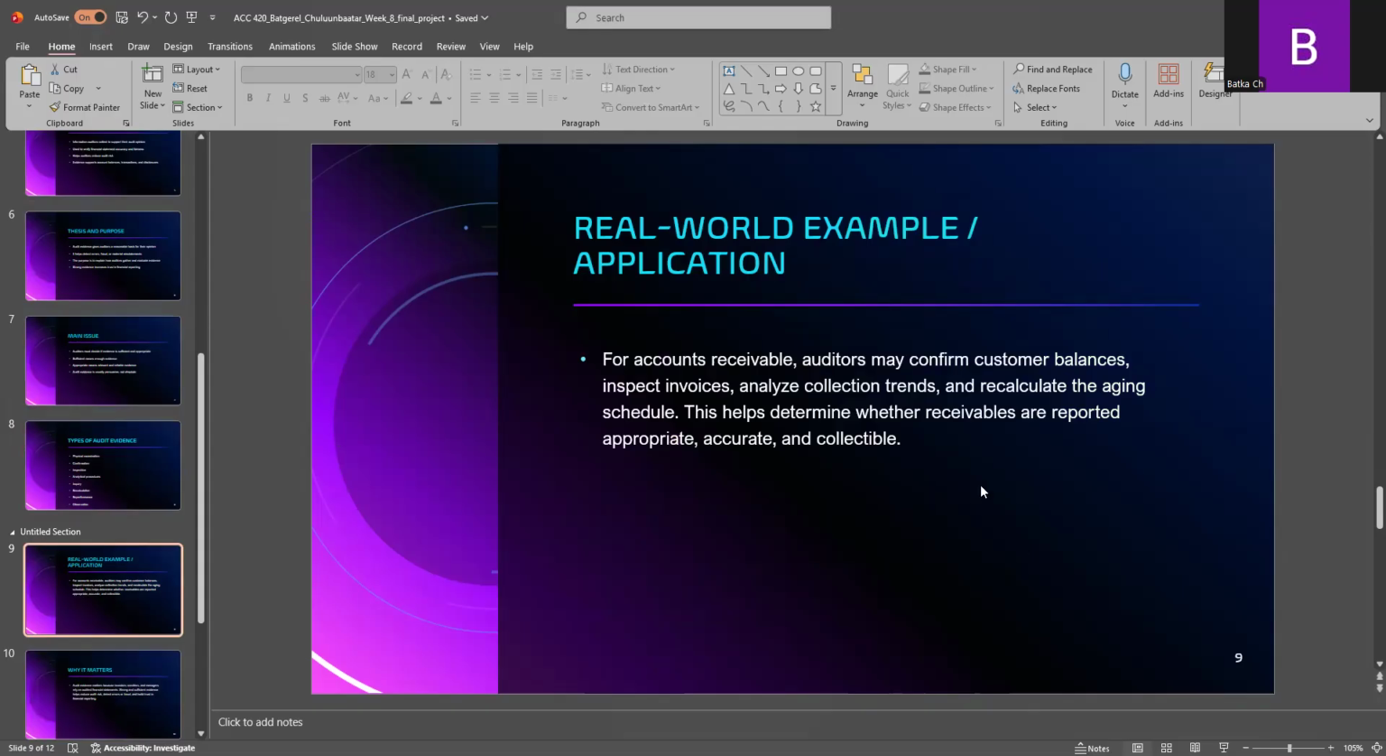A real-world example could be auditors working on the client's accounts receivable. They may confirm customer balances, inspect the invoices, analyze the collection trends, and calculate the aging schedule. This helps determine whether receivables are reported appropriately, accurately, and collectible. So it has to be based on the materiality and the internal control and so on.